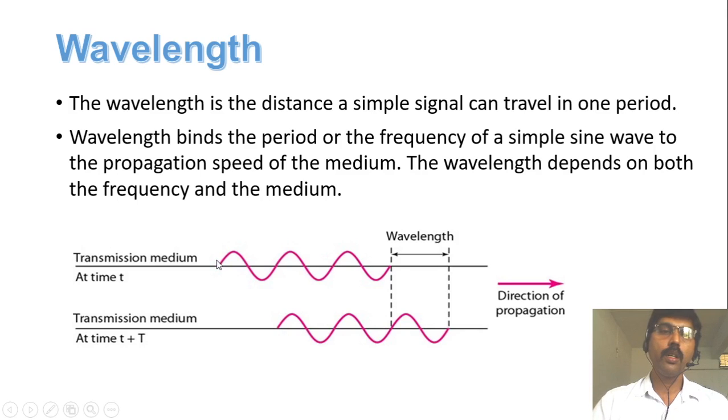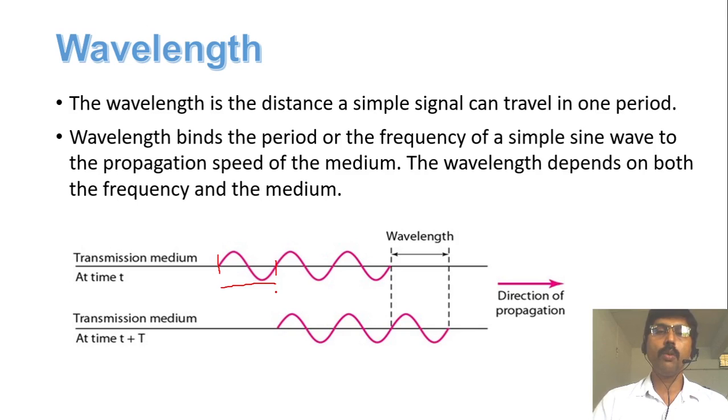That means if the sine wave starts from here and goes up to here, from this point to this point, it is called one cycle. How much time it needs to go from here up to here, this duration is called one period.